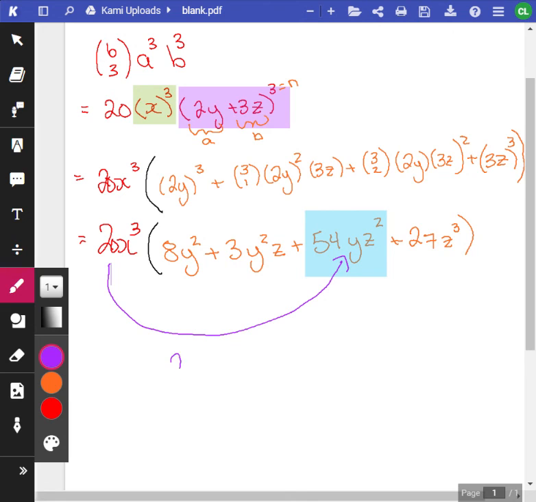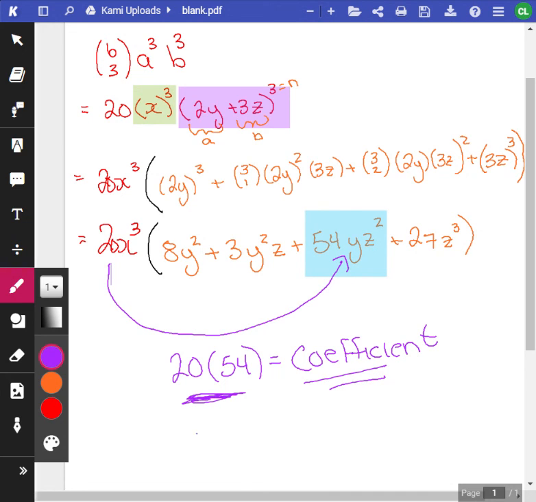So we have to figure out what is 20 times 54, and that is going to equal our coefficient. Remember, when they ask for the coefficient, it just means they want the number. So figure out what 20 times 54 is, and that is going to be your answer to this question.